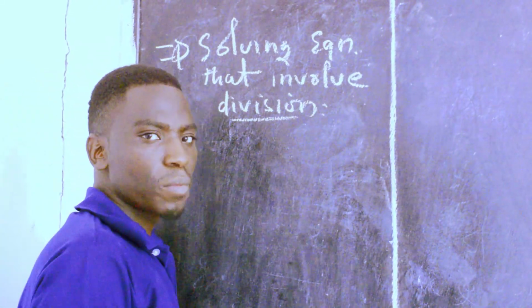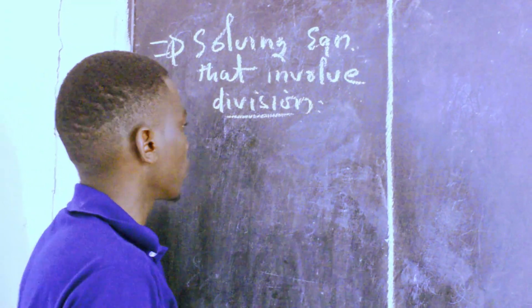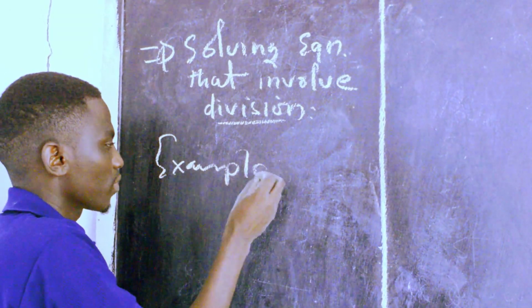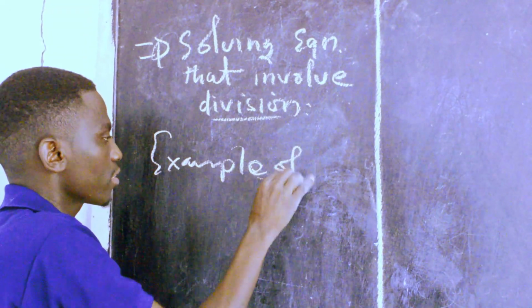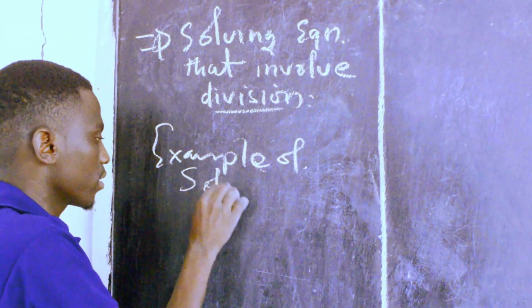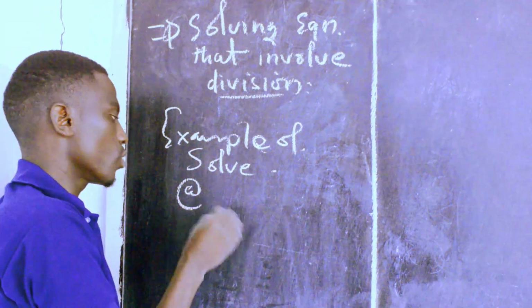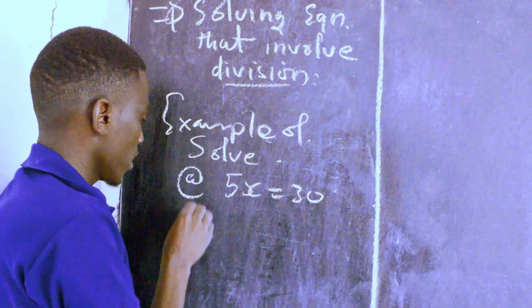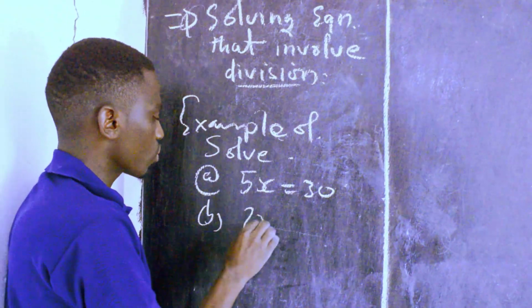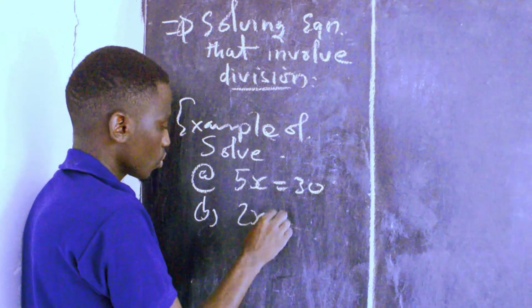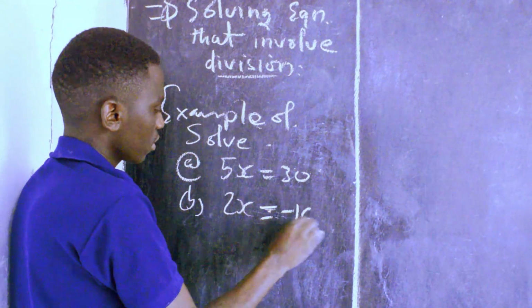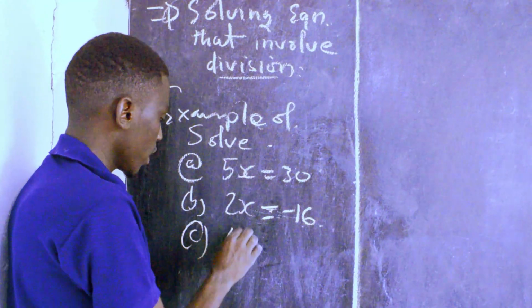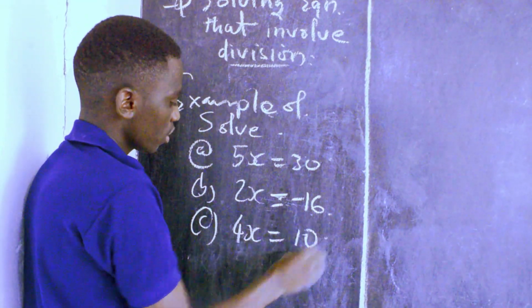We are solving algebraic equations that involve division. Example 1: you're going to have a question like this. Let's say A, you have 5x is equal to 30, B we have 2x is equal to negative 16, and C we have 4x is equal to 10.